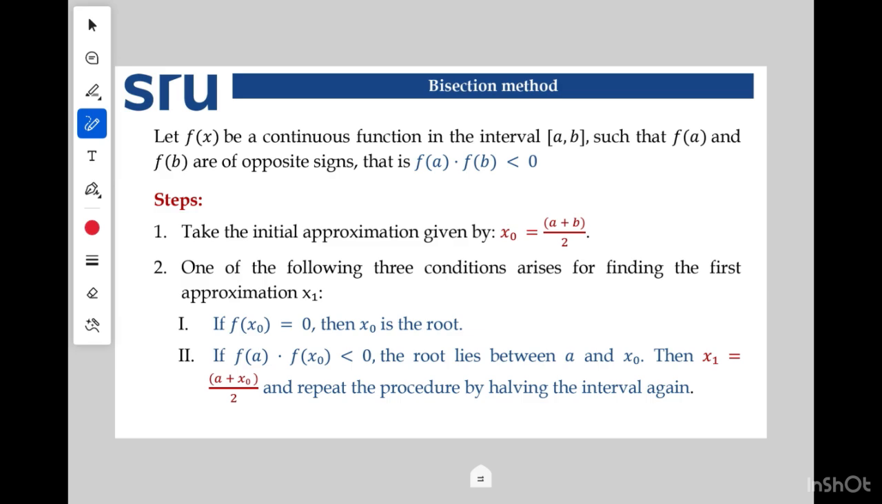Now we will discuss the bisection method. This is the algorithm of the bisection method. So what is the algorithm here? Let f(x) be a continuous function defined on closed interval [a, b] such that f(a) and f(b) have opposite sign, that is f(a) times f(b) is less than 0. So by the intermediate value theorem we can imply that at least one root lies in the interval [a, b].